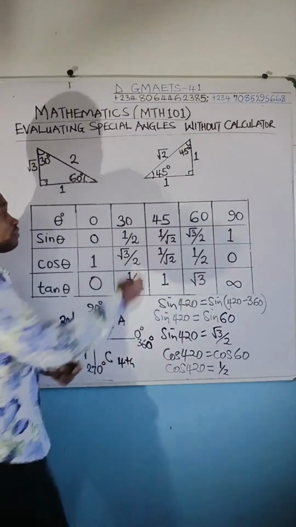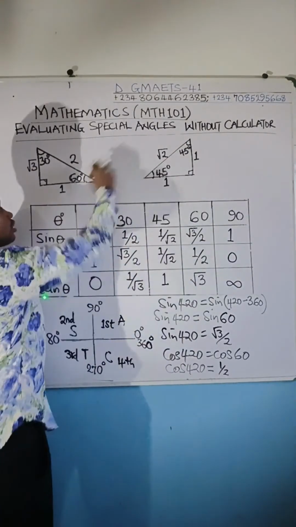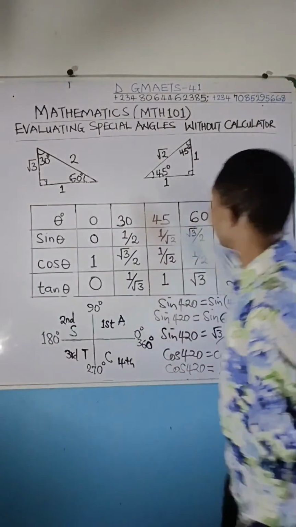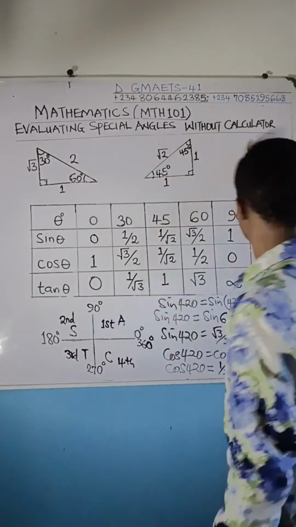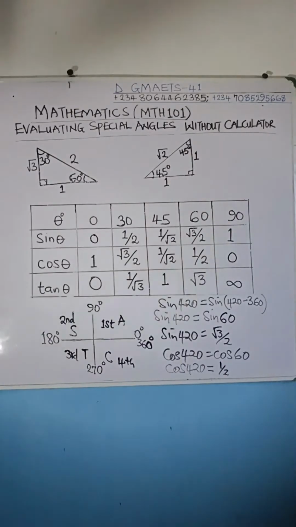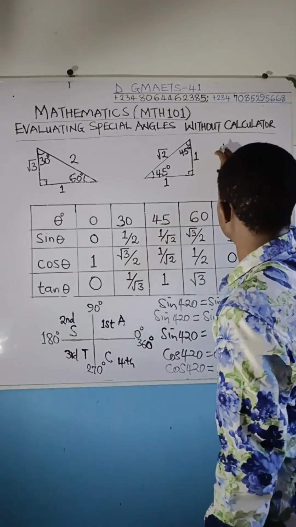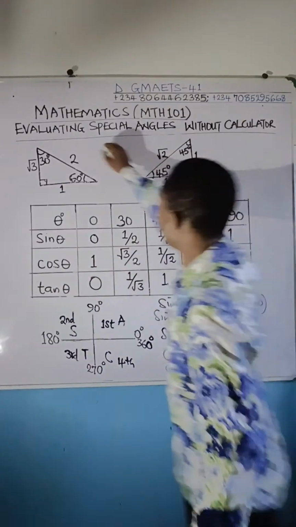Let me work on tan 420 here. Where will I do that? Tan 420 here. Will it show? Yes. Tan 420. Okay, let me work it out here.